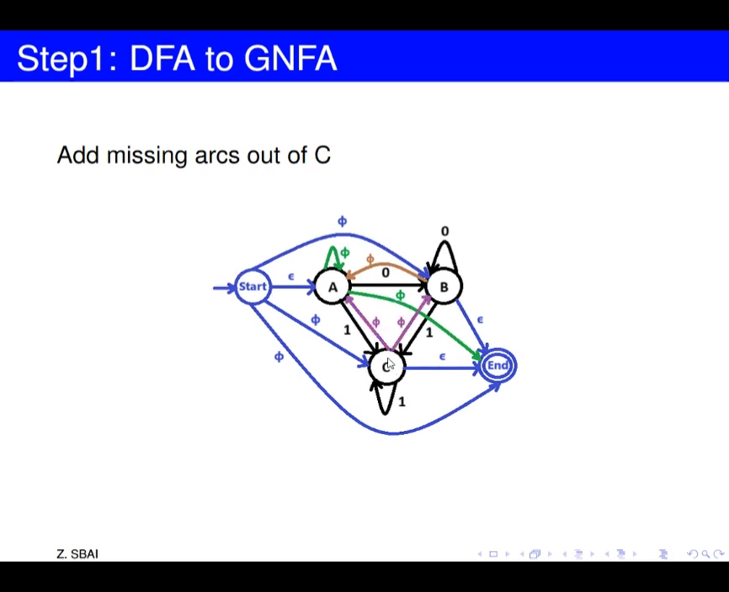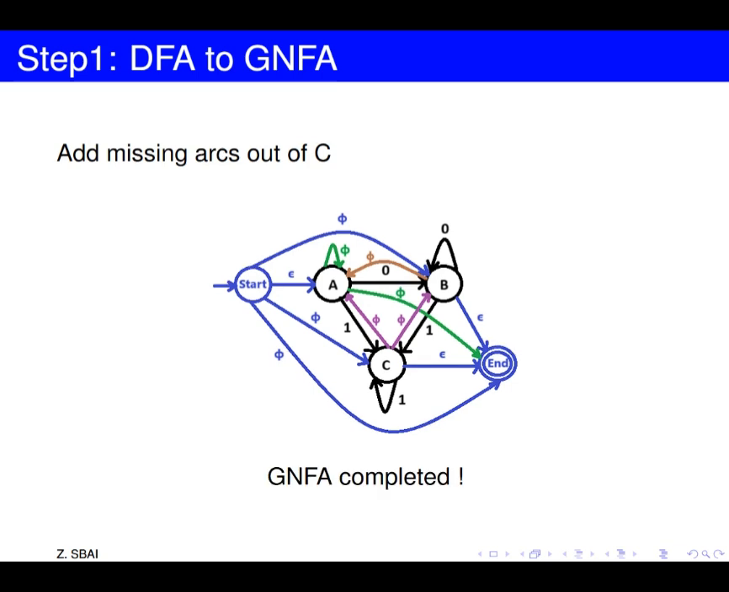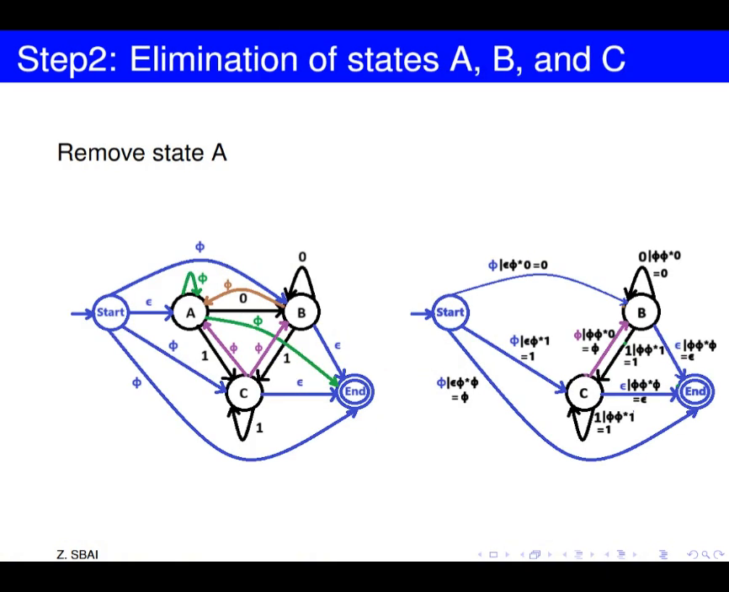For C, it has one arc going to it and one edge going to end. We will add two edges, one going to B and one going to the state A, with empty set on these two edges. And now we have the GNFA completed. Let's move to step 2, in which we will remove A, then B, then C.